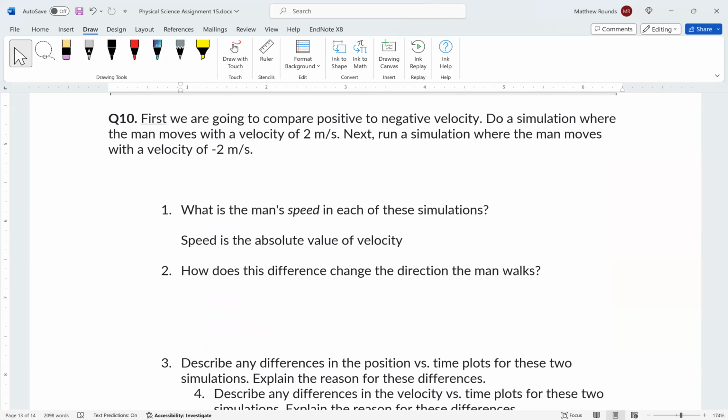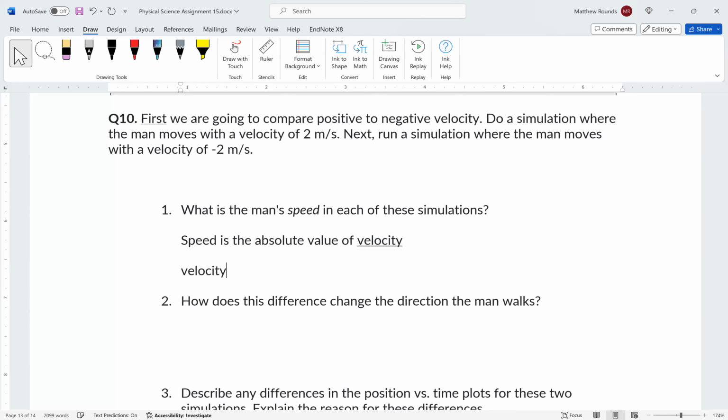Okay, so what is the velocity in the first scenario? It's above the x-axis. Oh wait, yeah, it's above the x-axis. It's 2 meters per second. So what is the speed? Well, the speed is the absolute value of 2, which is 2 meters per second.